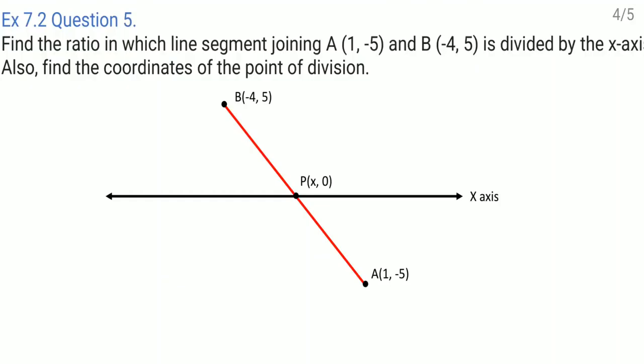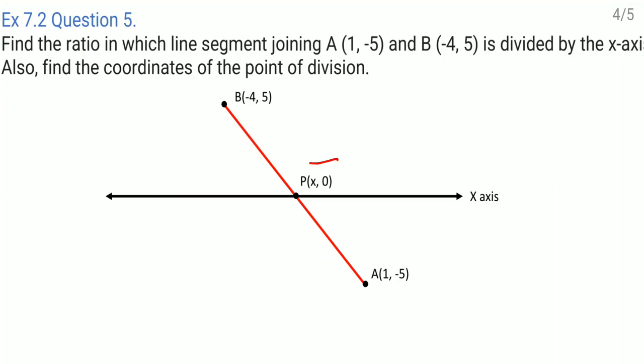Exercise 7.2, question number 5. Find the ratio in which the line segment joining A and B is divided by the x-axis. Also find the coordinates of the point of division. See here, I have written point A and point B. Now this line segment AB is getting divided because of the x-axis and the point of intersection is P.